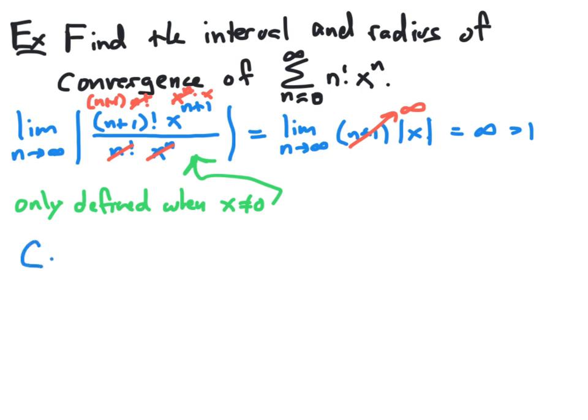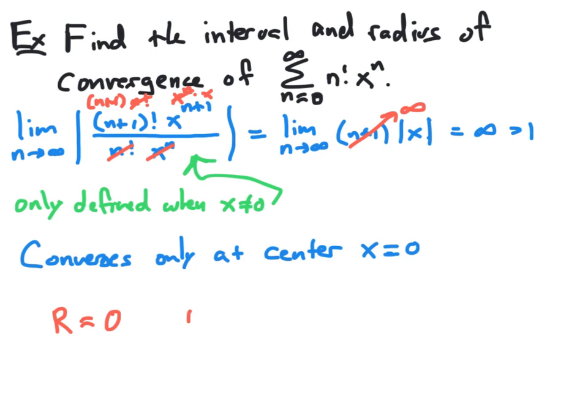And therefore the conclusion is that this converges only at the one value that we know where it will always converge, which is at its center, which is x equal to 0. And so this is a power series that converges only at its center. When we have such a power series, we know that the radius of convergence is equal to 0, and the interval of convergence is the 1 point interval at the center, so the interval from 0 to 0.